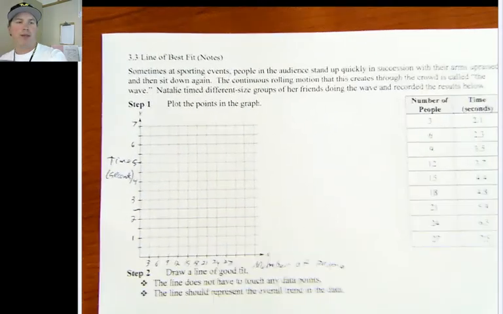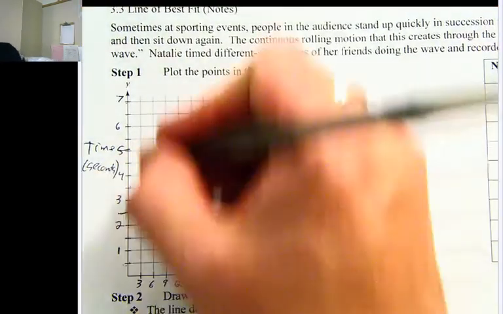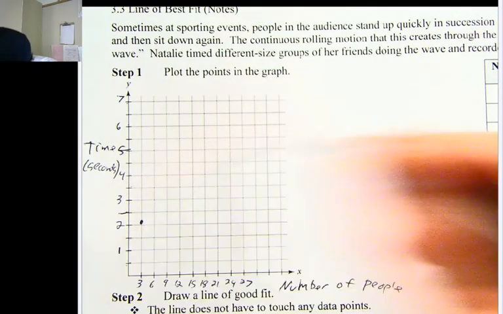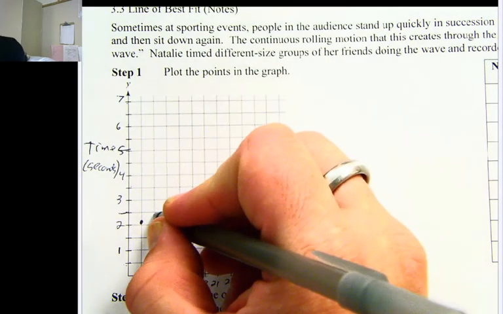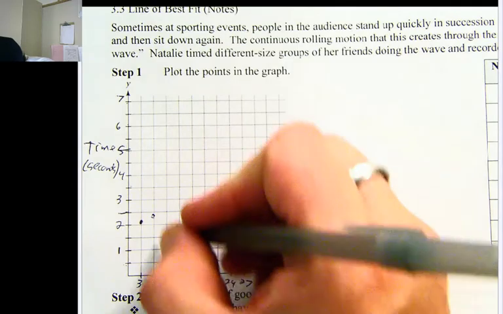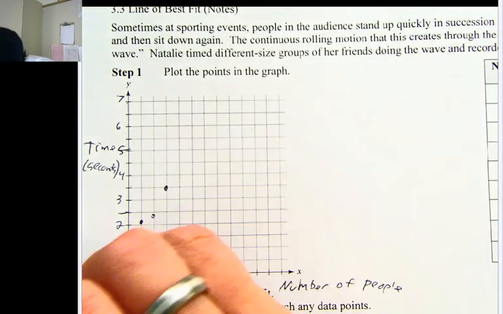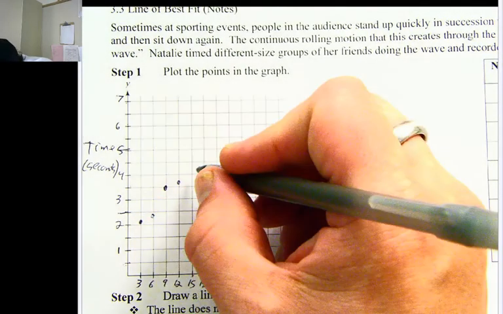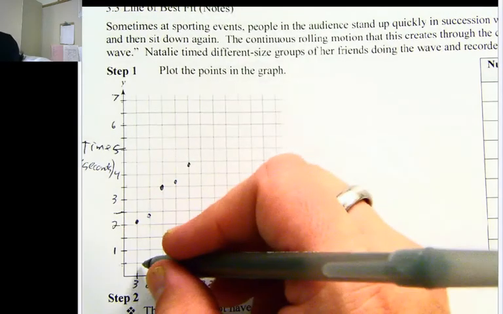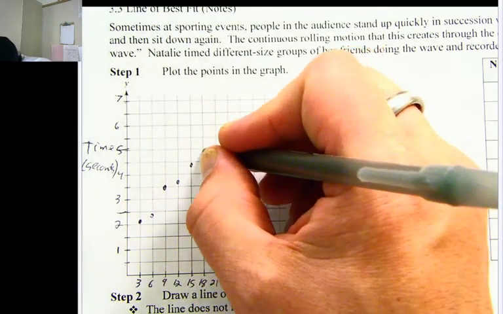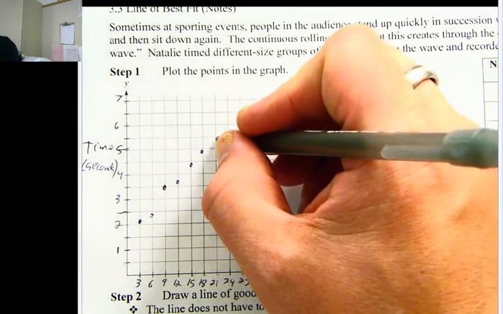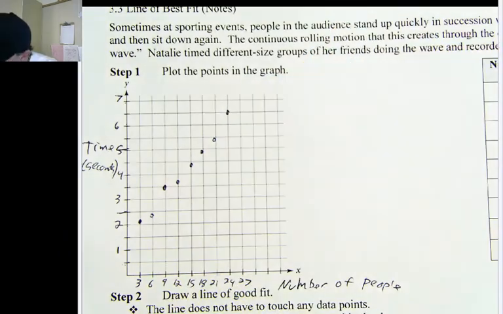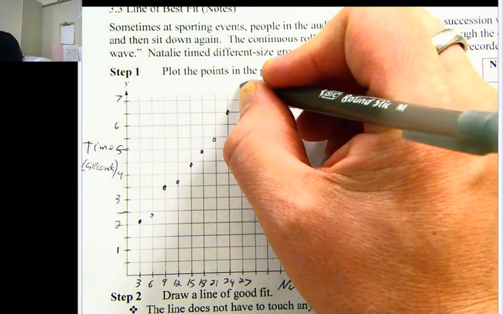I have the point 3, 2.1. So we'll just make a little estimate. Put it there. 6, 2.3. 9, 3.5. 12, 3.7. 15, 4.4. 18, 4.8. 21, 5.9. 24, it's exactly 6.5. That's nice. And 27 was 7.5.